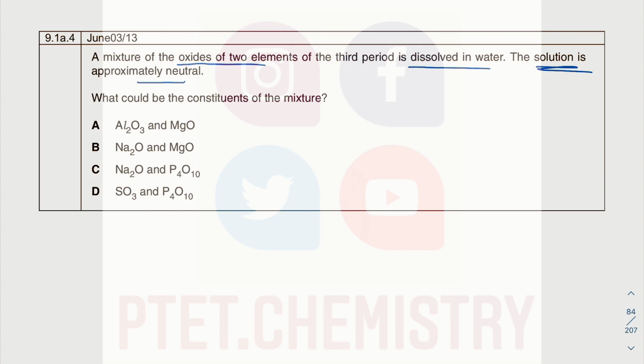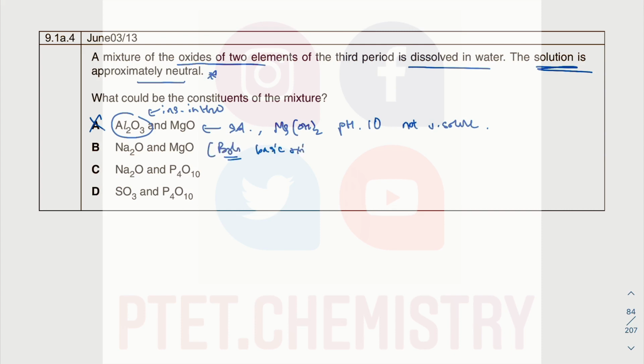The one that I'm circling, this one is insoluble in water. This one is soluble. It will give you Mg(OH)2. Your pH is going to be pH 9, maybe pH 10. Okay, so not very soluble, but still it is alkaline. It's not going to be neutral. Both of these are basic oxides, so they will dissolve in water. They will give you alkaline pH.